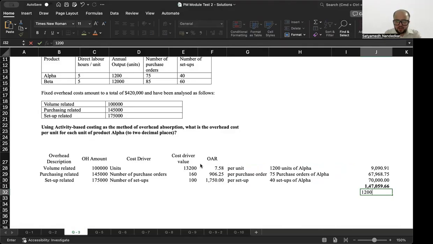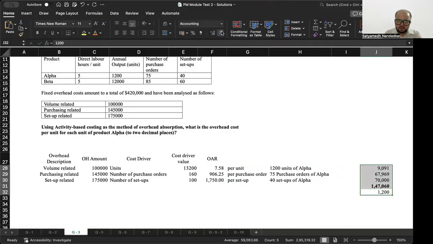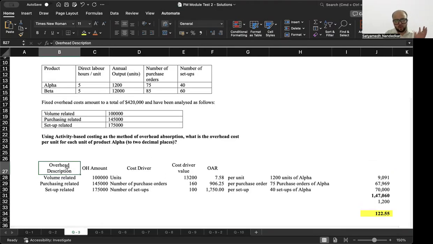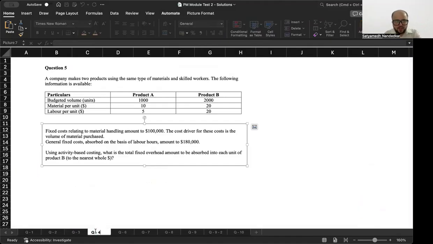This divided by 1200 units of alpha. So what is the cost per unit? 147,060 upon 1200, 122.55. Okay. This is using activity based costing, overhead cost per unit for each unit of alpha. Cool. So slightly longer in terms of calculation, but we arrive at the final number. You just need to keep your patience intact in these questions. Okay, let's look at another one.